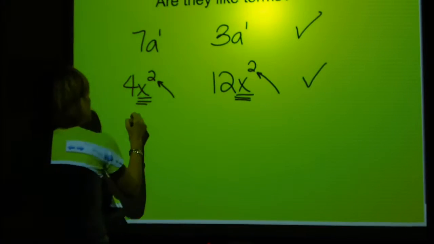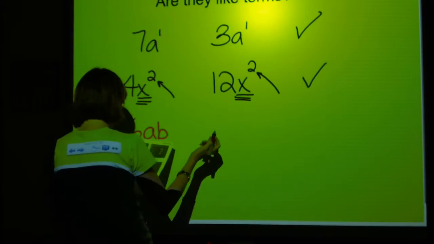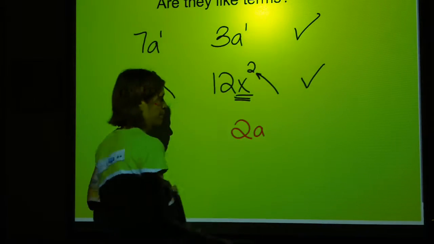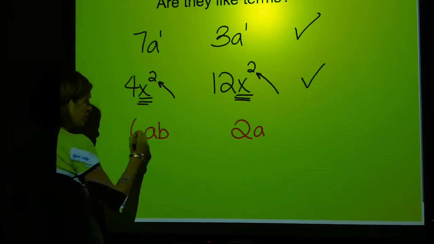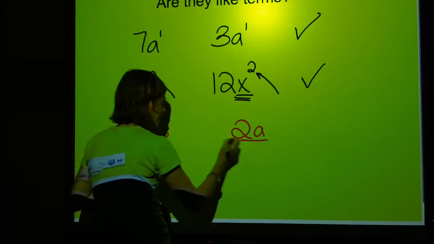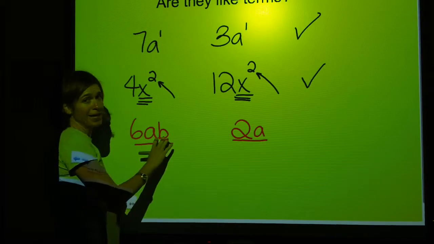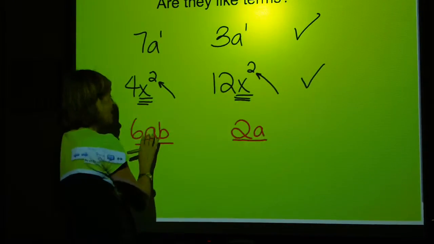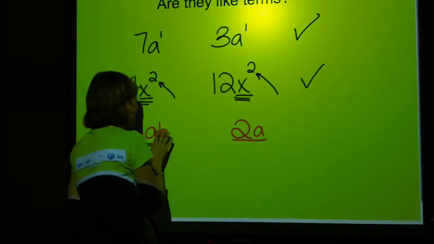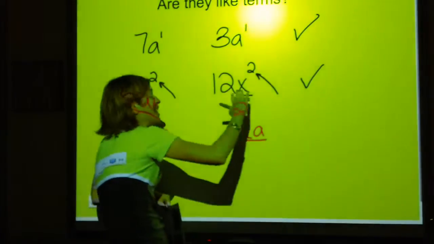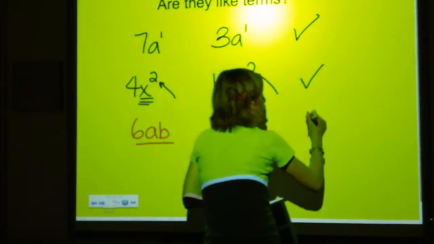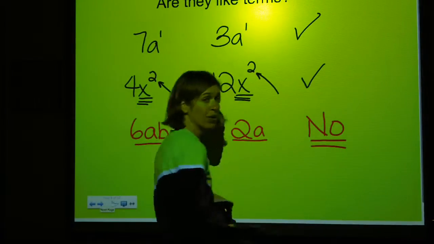All right, 6ab and 2a. Do these terms have the same variables? Well, this one's got a b and this one does not. Even though the a's are the same variable raised to the same exponent, in order for them to be like terms, this one would need a b. So no, not like terms, okay?